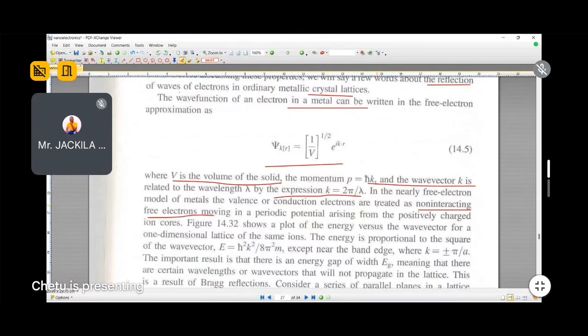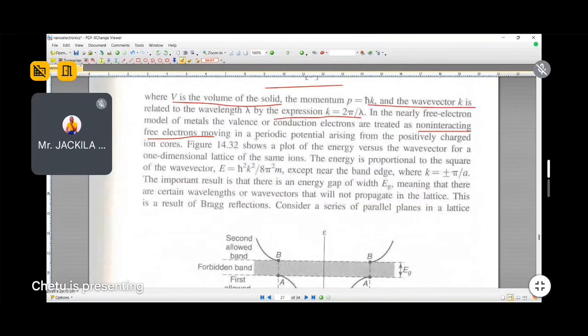It is associated with the material, and therefore this electron is treated as a non-interacting free electron in a periodic potential. This potential arises from the positively charged ion cores. This group of ions makes up the crystal structure, and since the outermost electrons have already left the atom, the ion cores create their own periodic potential.